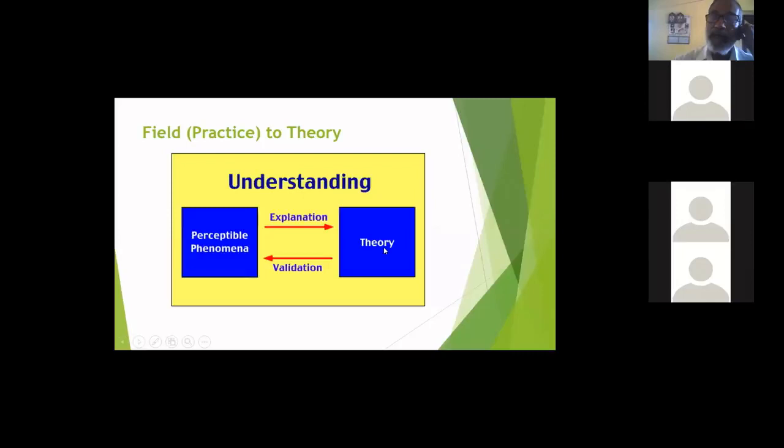After all, we make theories about how the world works. And we make theories about how our life world, our social world works. And we always try to validate those theories towards understanding the perceptible phenomena and towards understanding the world, the reality, our life, our social life, our lived experiences, and so on.